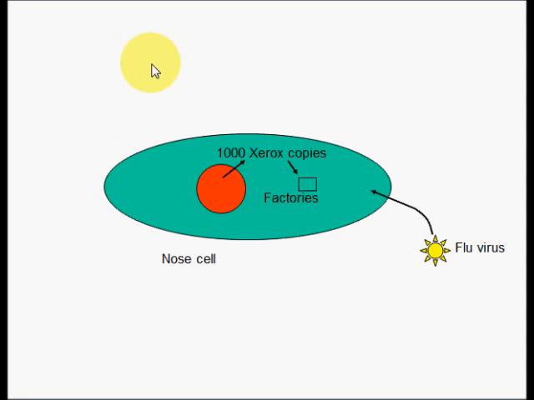So the cell is going to make many copies of pages 10 and 38, about 1,000 Xerox copies. For you biologists out there, of course, we know this as messenger RNA, but for our needs in this class, we're just going to call them Xerox copies. Some of our terminology in this class is a little bit funny, but we'll digress a little bit.